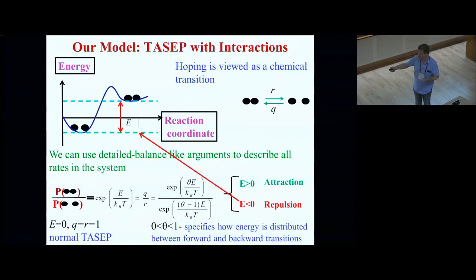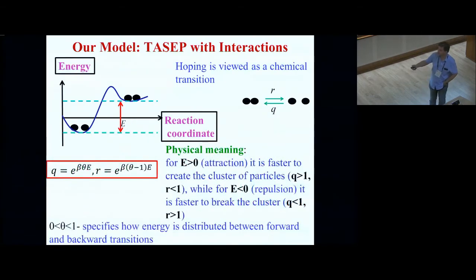But to understand dynamics, I need to know explicit values for these rates. I don't know exactly how this interaction is distributed between breaking a bond or making a bond. So I introduce a parameter theta, which ranges between 0 and 1, and that's how I set the rate Q or rate R. So essentially, this is my rate Q, this is my rate R. The physical meaning of this statement is very simple. For attraction, when energy is positive, I like to go faster to make the bond. If there is a repulsion, I move slower to make the bond, but I move faster to break the bond. So if there is a repulsion, it's faster to break the cluster, and it's slower to make the bond. So this is a very simple physical meaning for these expressions.